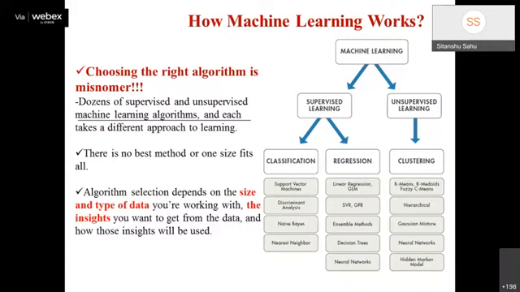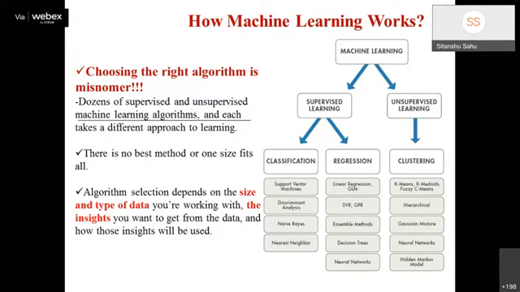So choosing the best one is the balancing act. There is no method or one size fits all. It depends on the machine learning algorithm selection. It depends on the size and the type of data you are working with, and what kind of inference or insight you want to get out of the data. That will help you choose which type of machine learning algorithm to apply, and which one will be the best fit for the data that you have.